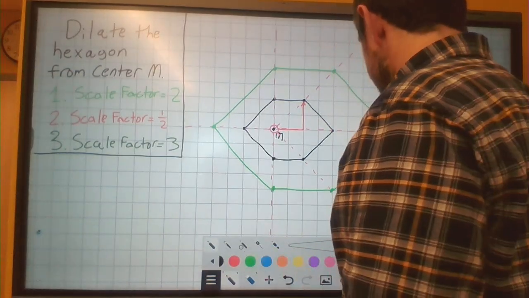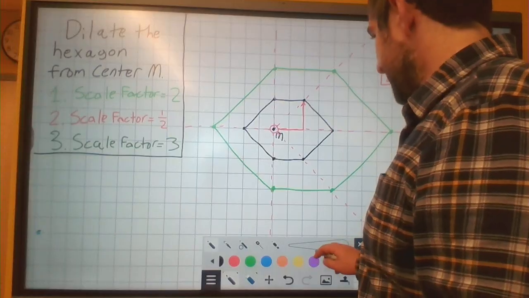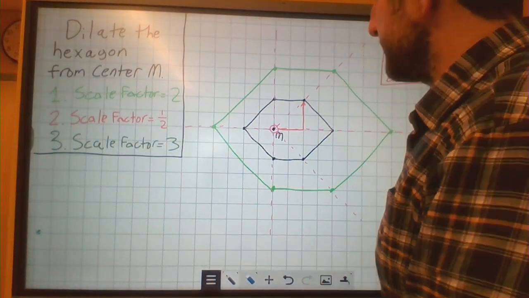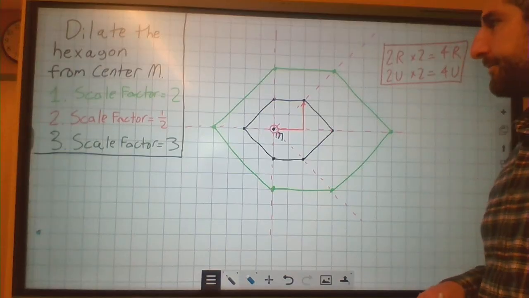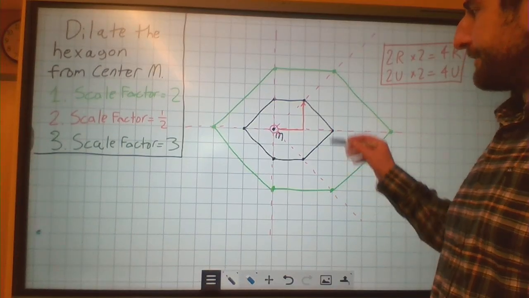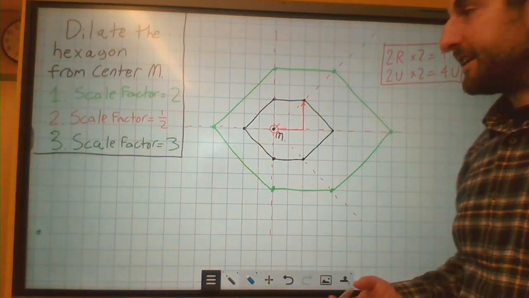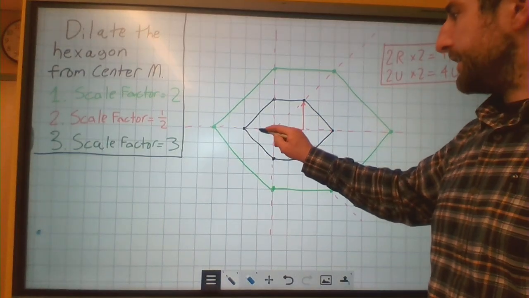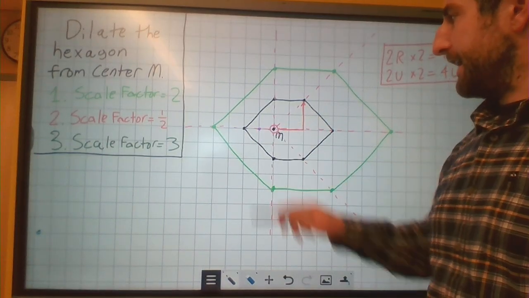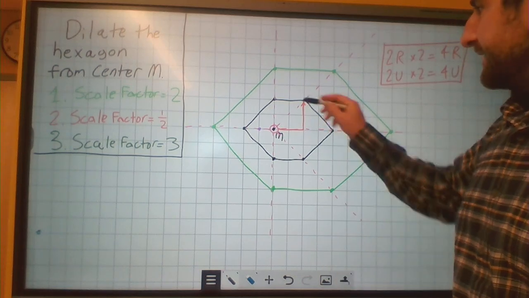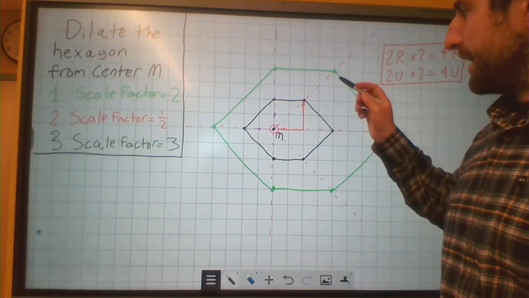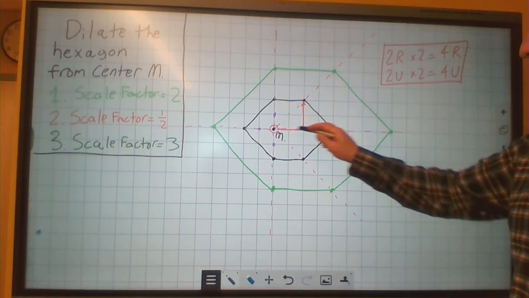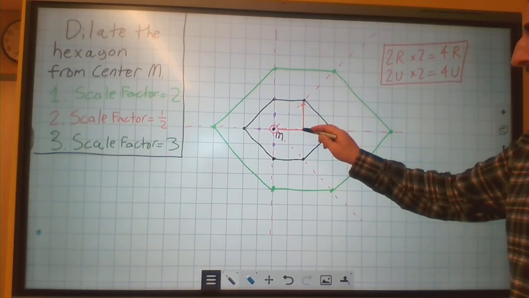We could also go the other way around. We could go with a scale factor of 1/2. I'm going to use purple for that since I already used the red. So for scale factor of 1/2, for cardinal directions, that's once again easy. We know that half of 2 is 1. So instead of going 2 to the left, we're only going 1 to the left. Instead of going 2 up, we're only going 1 up. Instead of 2 down, we go 1 down. And instead of 4 to the right, we're only going 2 to the right.